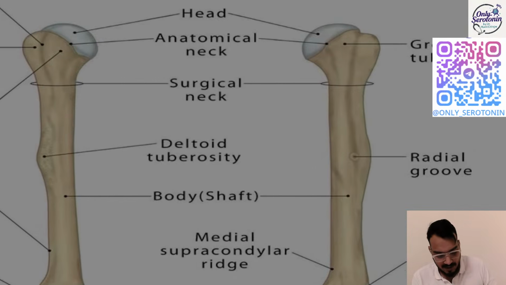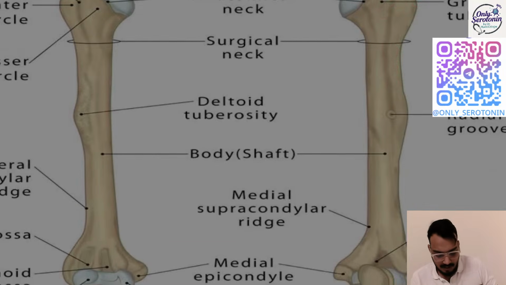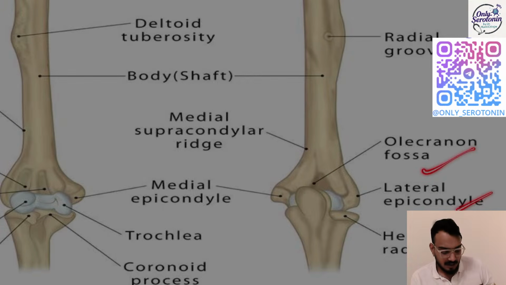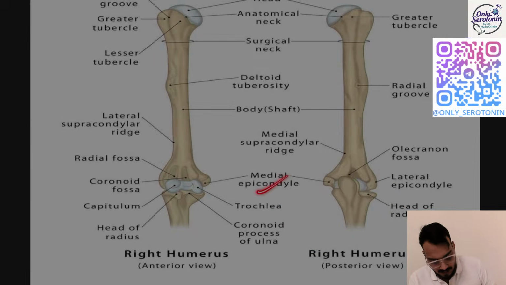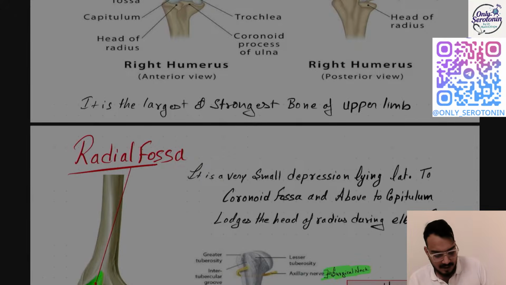Now we are having the humerus again: the head of the humerus, greater tubercle, lesser tubercle, intertubercular sulcus. Then after the intertubercular sulcus, on the posterior side, we are going to have this groove. This groove is known as what, guys? Radial groove. Then we are having olecranon fossa, lateral epicondyle, medial epicondyle, medial supracondylar ridge, body, shaft. Deltoid tuberosity is on the anterior side, guys. Then surgical neck, anatomical neck, right? It is the strongest bone of the upper limb.